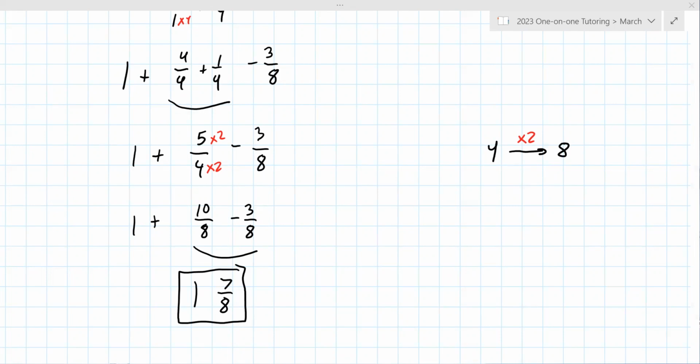Okay. So what do you think? I mean, we've done a couple here. What's your feeling on this? I mean, it's a little complicated, but I'm feeling pretty confident with it.